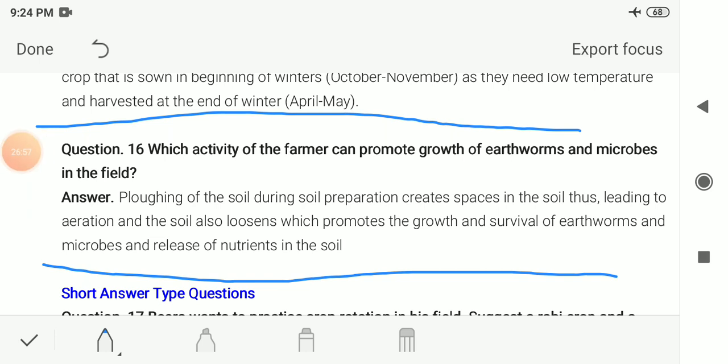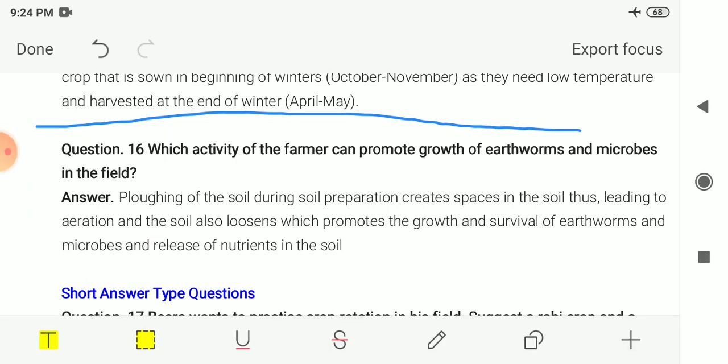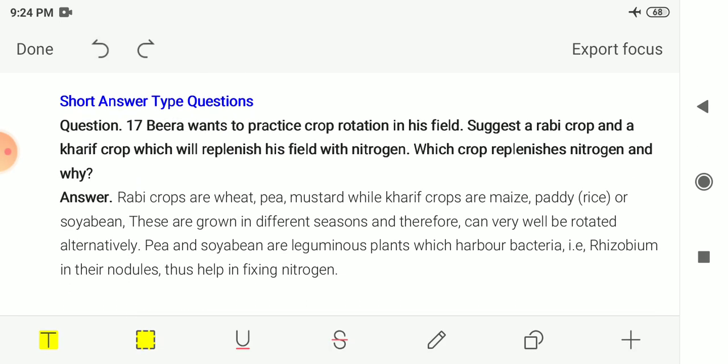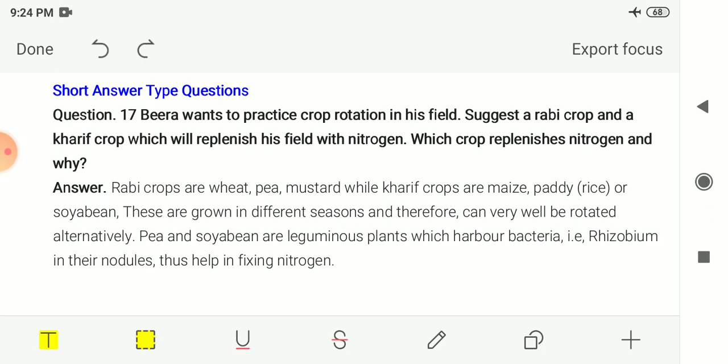So these are the very short answer type questions. Now next are short answer type questions. In that, next is number 17. Bira wants to practice crop rotation in his field. Now suggest a rabi crop and a kharif crop which will replenish, or restore, his field with nitrogen. Which crop replenishes nitrogen and why?